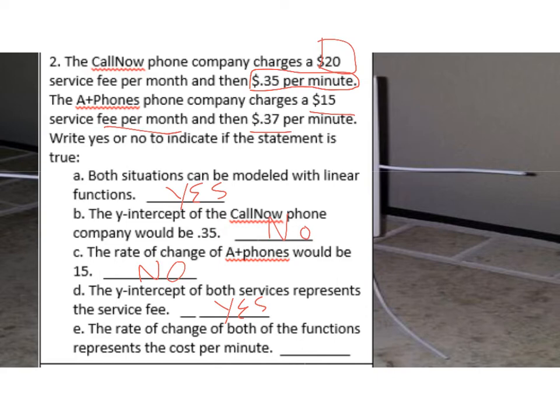And the rate of change of both of the functions represents the cost per minute. 35 cents in cost per minute. Rate of change is 35 cents and 37 cents in each one. So that is also a yes.